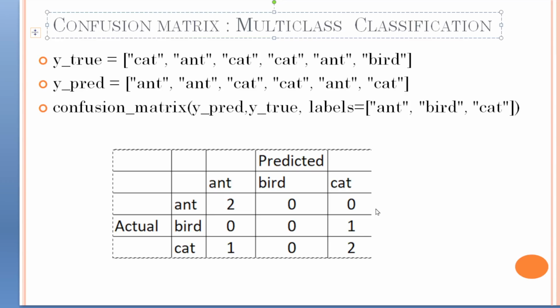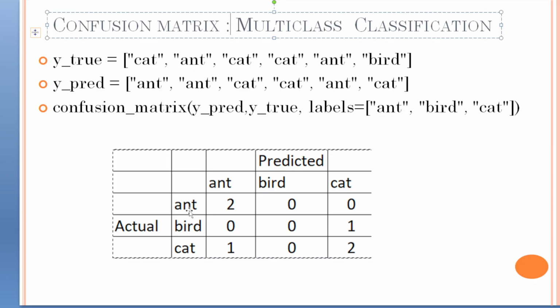Hello, in this video we will learn the confusion matrix for a multi-class classification problem. We are given this y true and y pred value and we have to first create a prediction matrix for this. So here we can see there are three different classes, ant, cat, and bird. So we have written all these three classes horizontally and vertically. In the vertical direction we have written actual and in the horizontal direction we have written predicted.